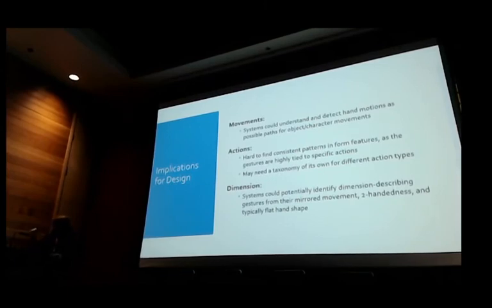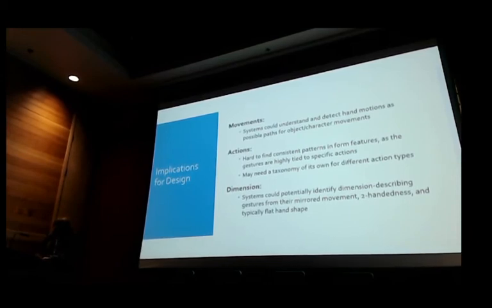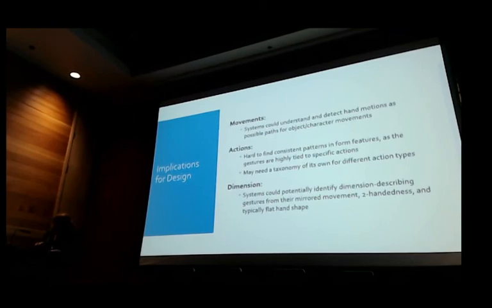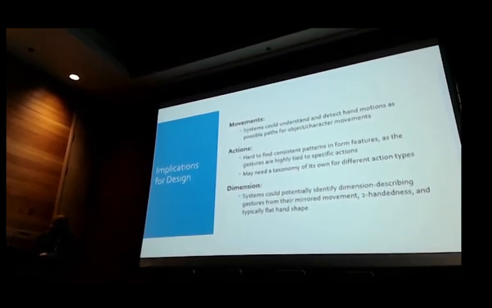So by observing these trends in form features, we can start piecing together what a system needs to understand when identifying or interpreting storytelling gestures of various meanings. For example, for gestures describing movements, systems may need to understand hand motions as possible paths for objects or characters. For actions, again, it was hard to find consistent patterns in form features since they were highly tied to specific actions. And thus, further research is needed to perhaps develop a taxonomy specifically for actions to account for all different types.